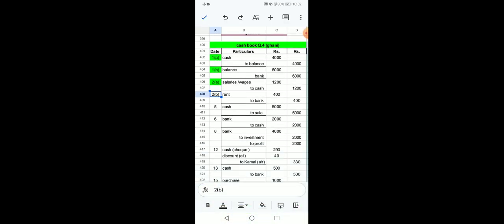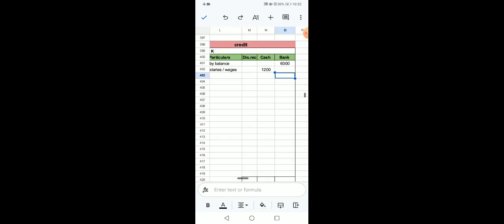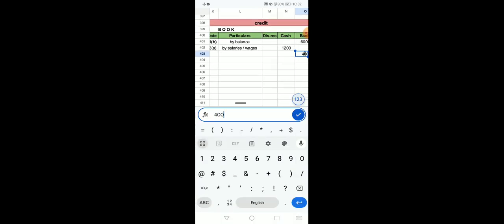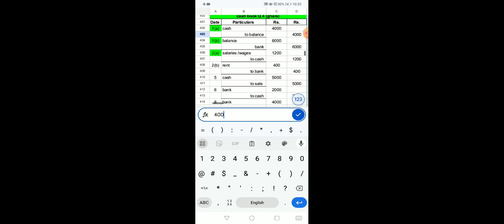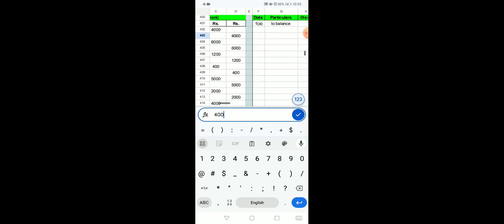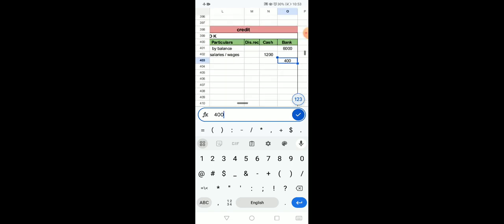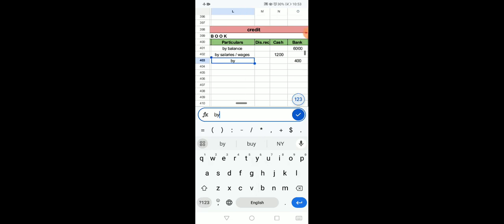Next entry is 2B, where there are two elements but only one element to be posted in cash book, and that is bank. Bank is credited with 400. Go to the credit side of the bank and write down 400 in bank column. Here it's time to see the reference. What is written on the opposite side of bank? That is rent. So write down rent with an additional word of by.